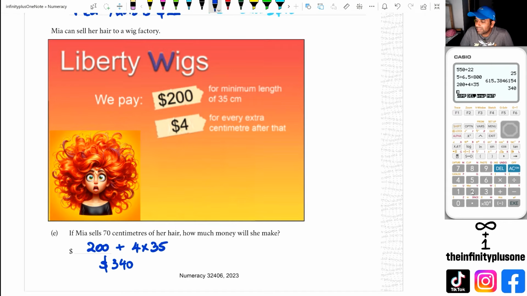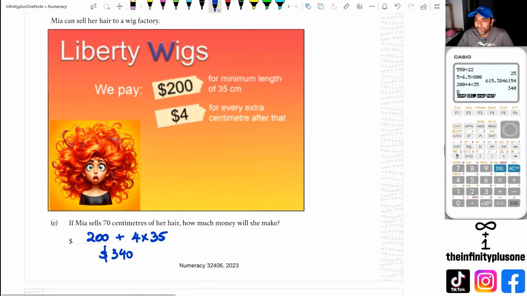Now, interestingly, one of the answers that they actually accept is 2 times 200, which is $400. If you think about it, if you're trying to be smart about this, you probably will cut your hair into 2 lots of 35s, because that way you get a lot more money than selling it as a single wig, which is 70 centimeters. And I guess that's the reasoning behind why you can accept 2 times 200 as $400 as one of the answers as well.